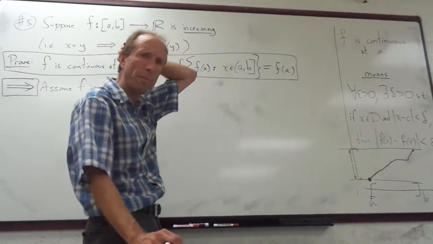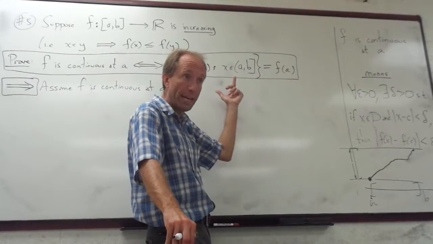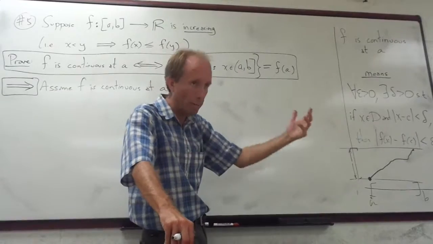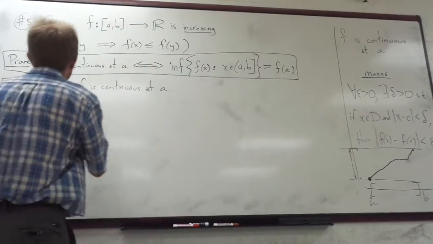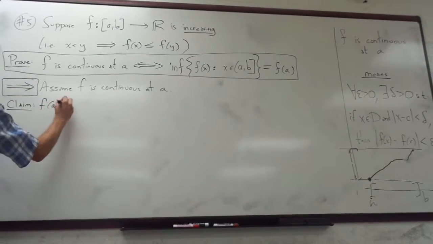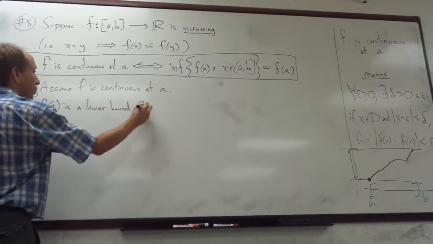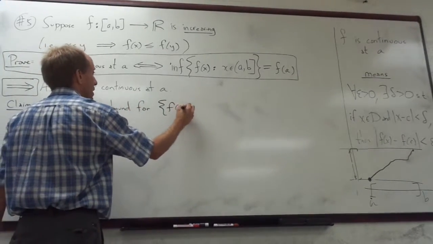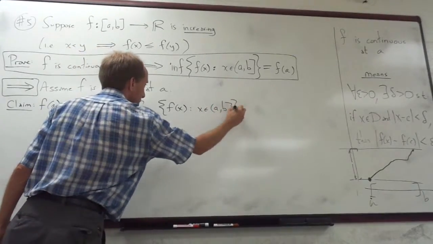Let's remember what infimum means. It means f of A has to be a lower bound for the set and then a greatest lower bound for that set. So we're going to check both of those things. So I'm going to claim f of A is a lower bound for this set f of x such that x is in the half open interval from A to B.